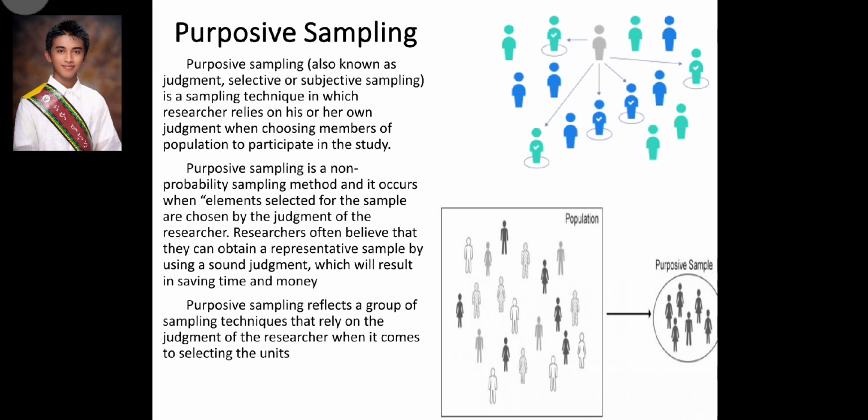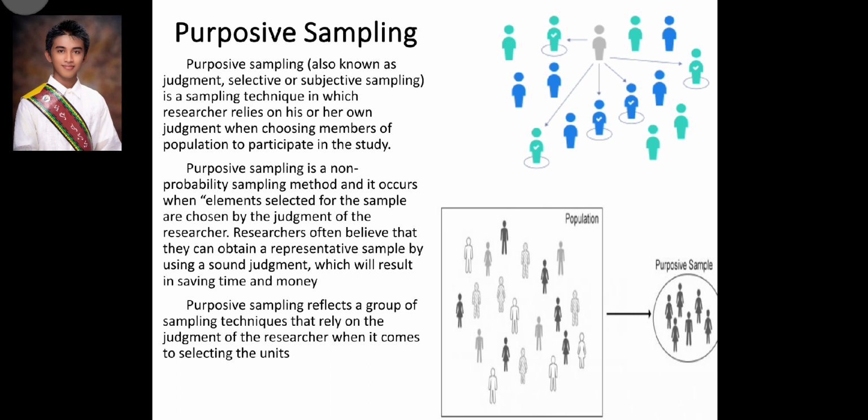Purposive sampling, also known as judgment, selective or subjective sampling, is a sampling technique in which the researcher relies on his or her own judgment when choosing members of the population to participate in the study. It is a non-probability sampling method, and it occurs when elements selected for the sample are chosen by the judgment of the researcher. Researchers often believe that they can obtain a representative sample by using sound judgment, which will result in saving time and money.